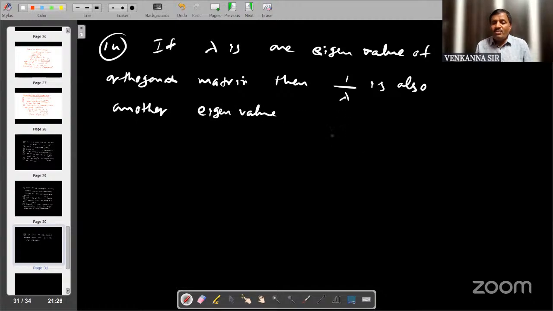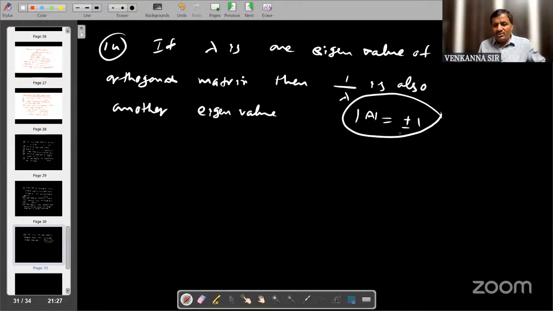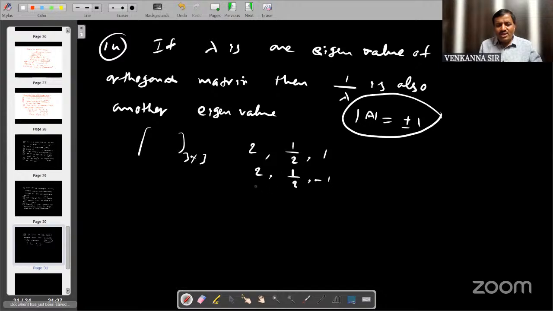So why is 1 by lambda another eigenvalue? Remember that the determinant of an orthogonal matrix is plus or minus 1. If it is a 3 by 3 matrix and 2 is one eigenvalue, what are the other eigenvalues? 1 by 2, 1. Or 2 is one eigenvalue, the other eigenvalues are 1 by 2 and minus 1. Or 2, minus 1 by 2, 1. Like that, different combinations arise.